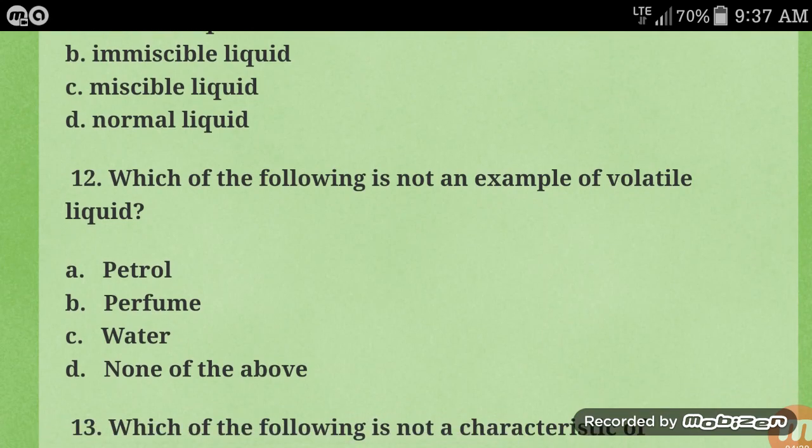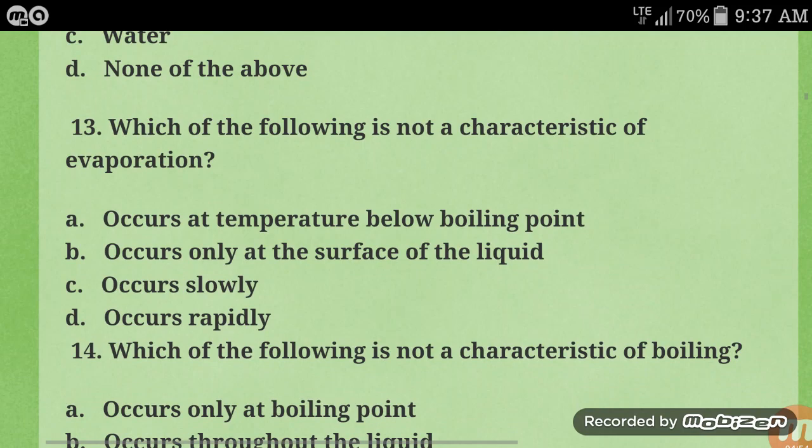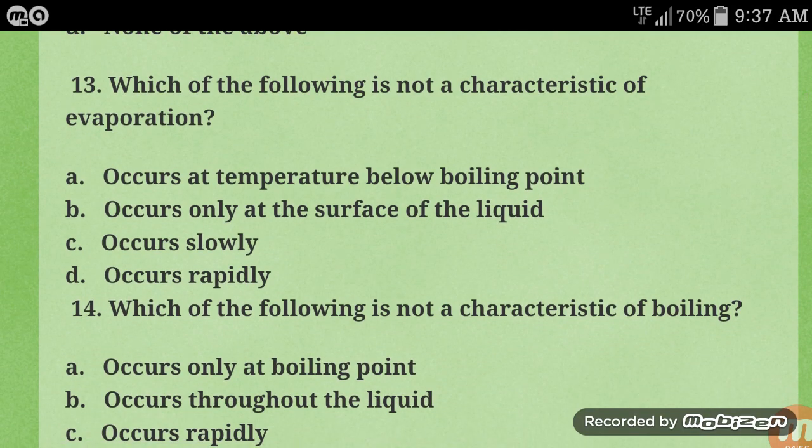Next one, which of the following is not an example of a volatile liquid? What are those? That is not an example, so that means they do not evaporate at room temperature. Which of them with these choices anyway? So it is water. Okay, next one, petrol or gasoline and perfume, they immediately evaporate. They're volatile liquids.